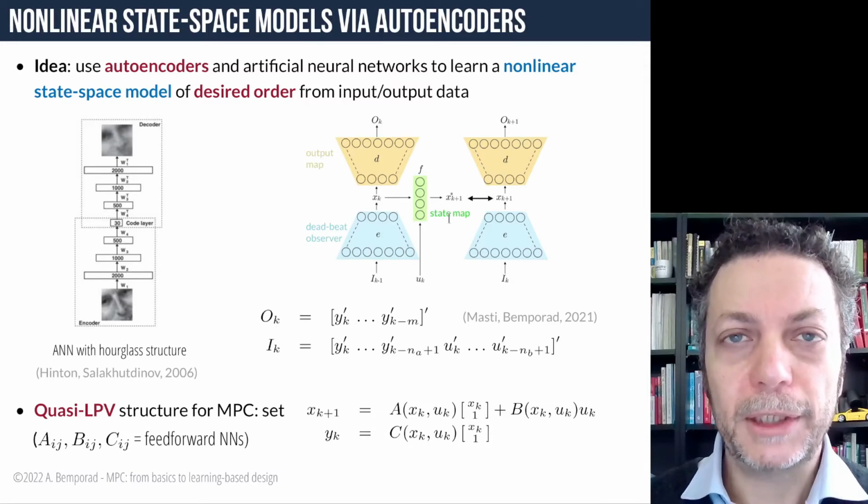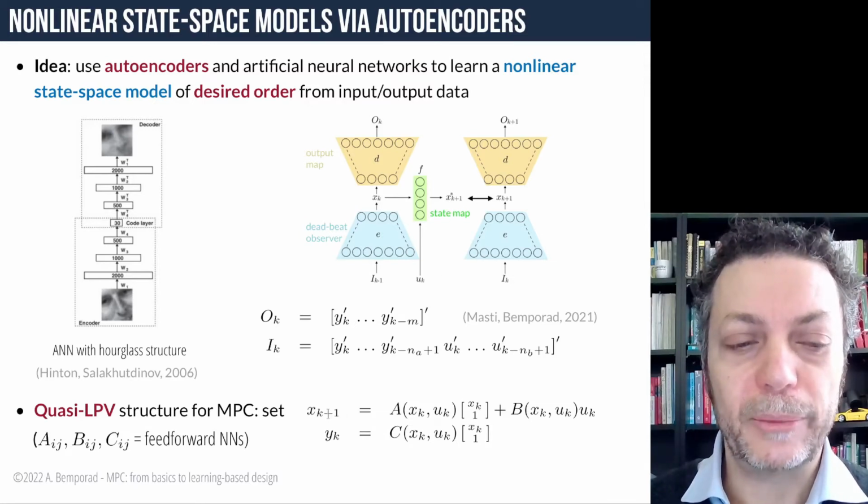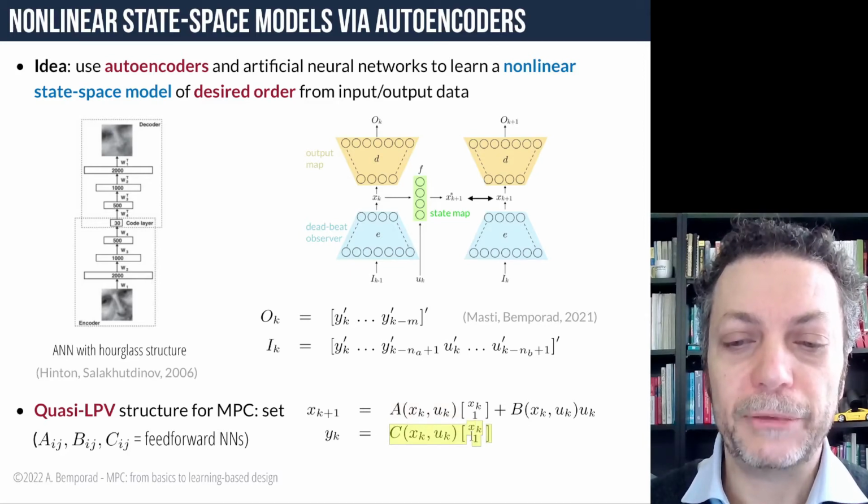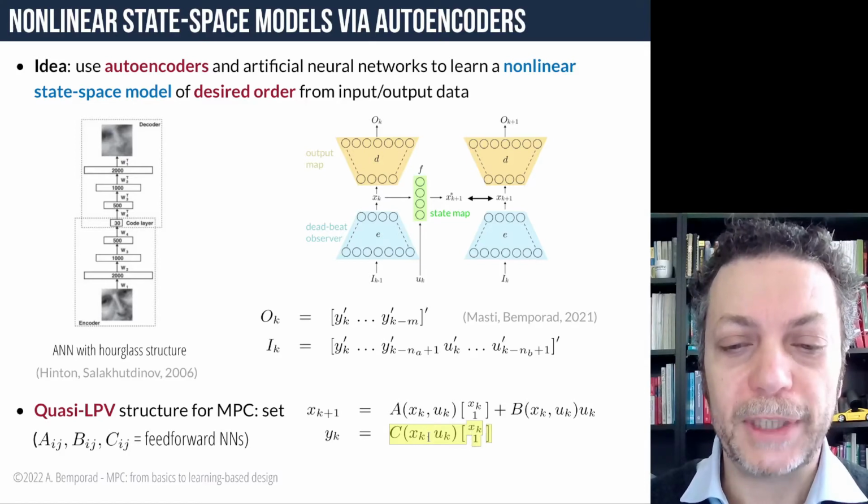You could also give some more structure to this. For example, if you introduce a quasi-LPV structure, you could model the state update function as a matrix which depends on x and u times xk and uk. So this is an affine function of the state and a linear function of the input, and as well you have a linear function of the output once you fix xk, uk.